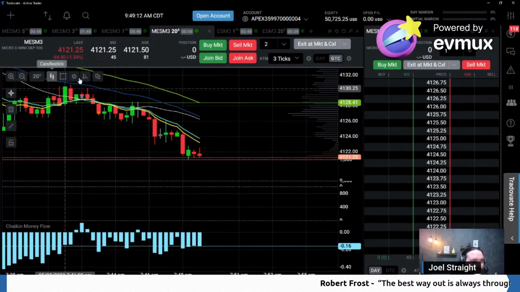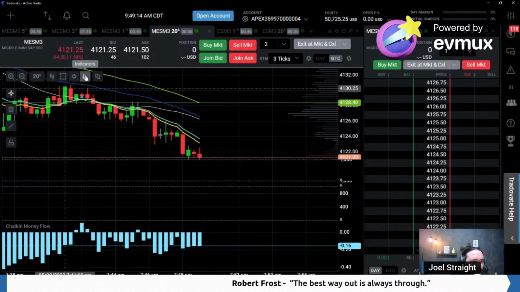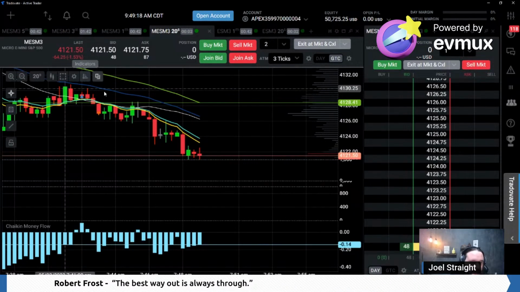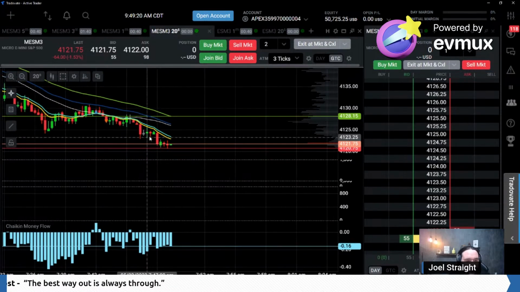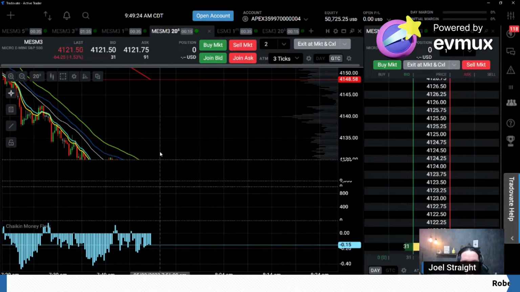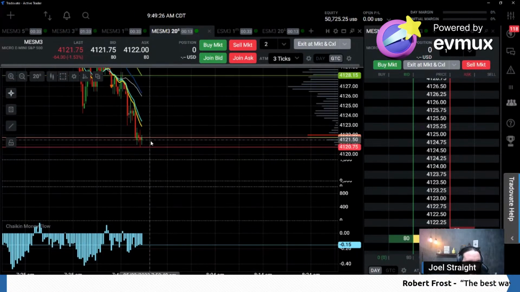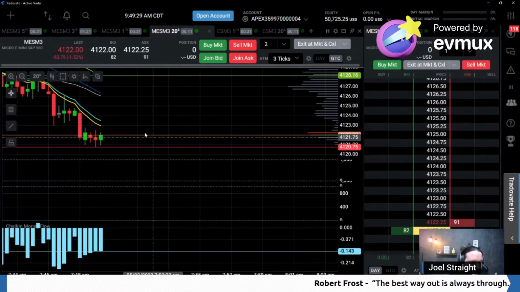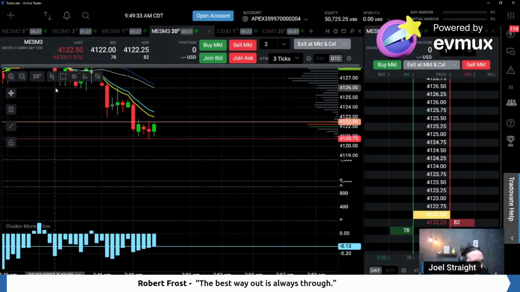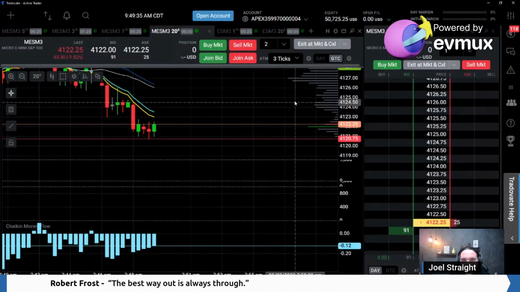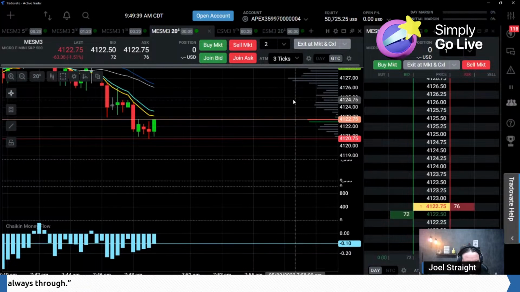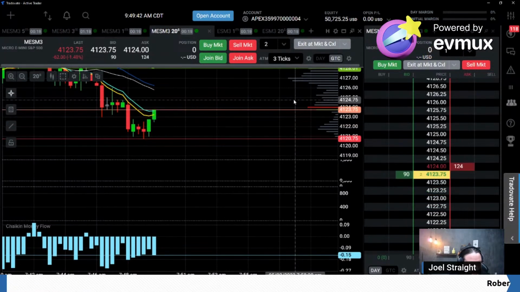Market's just on a downtrend. I don't want to trade against the trend, but I'd be trading at the lows of the day. I don't exactly want to trade against the trend, but I don't necessarily want to short in these areas either. Man, I really wish I had my indicators. It is what it is.